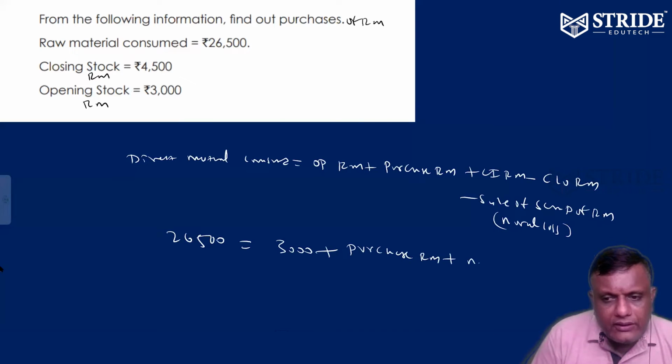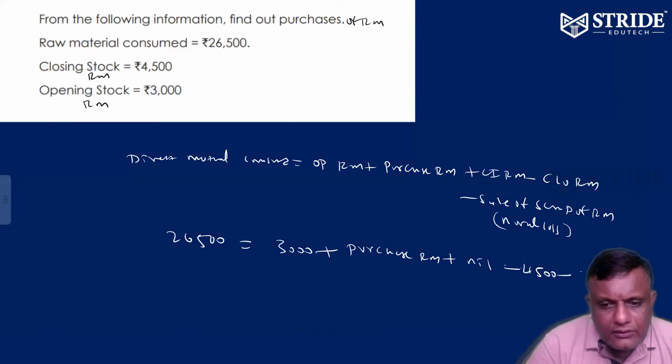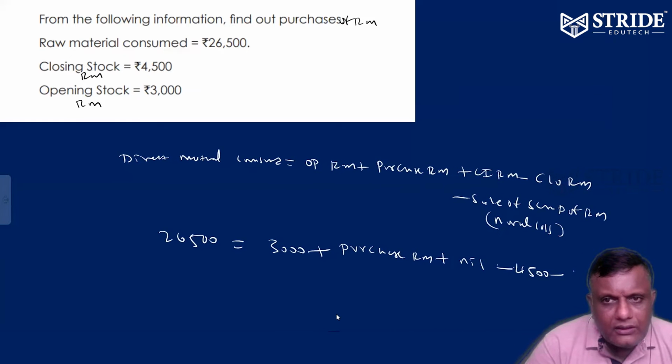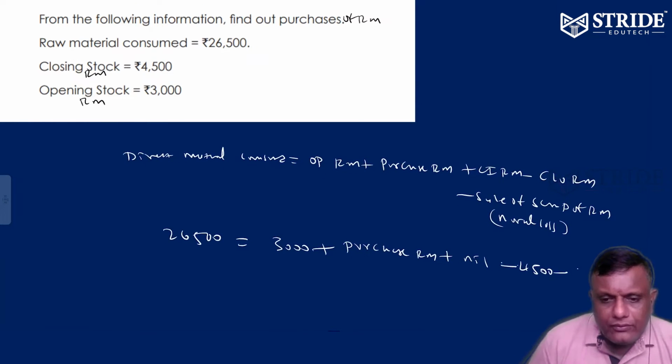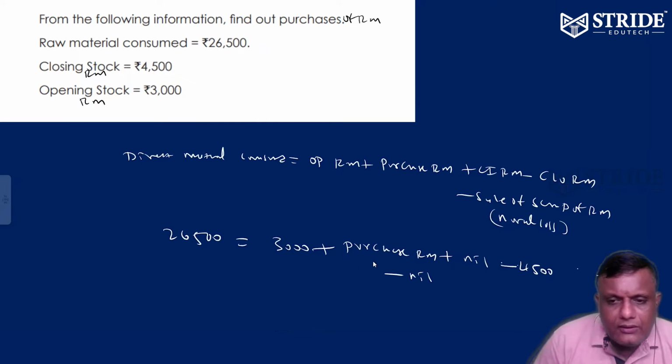So carriage inward, not given, nil. Minus closing raw material given, 4,500. Is there any sale of scrap? Not given, nil. Minus sale of scrap, not given, nil. Suppose pure mathematical skills.